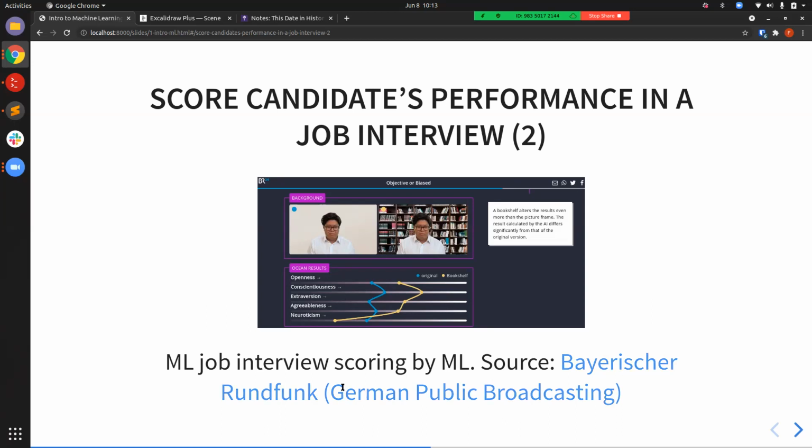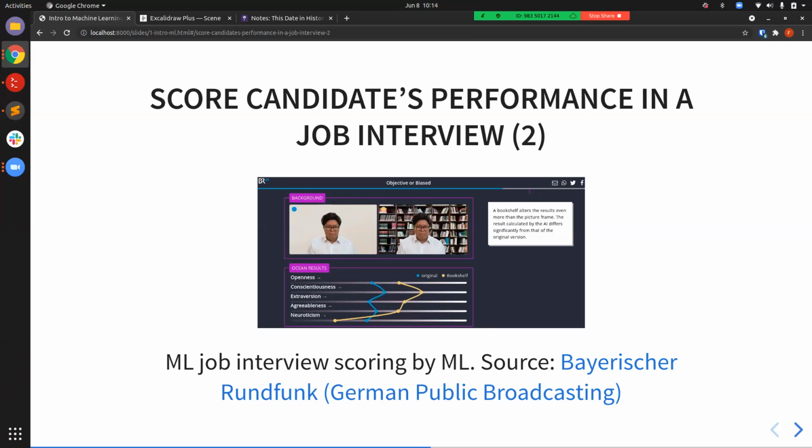So what you're looking at here, in blue, is the machine learning system's scores of the candidate's personality. And then in yellow, it shows what the machine learning system predicted about the candidate's personality using the exact same video, but technically modified so it now has a bookshelf in the background. Okay. With a bookshelf in the background, the candidate scores much higher on openness, conscientiousness, extroversion, and agreeableness, and lower on neuroticism. Do you think that's a good result?